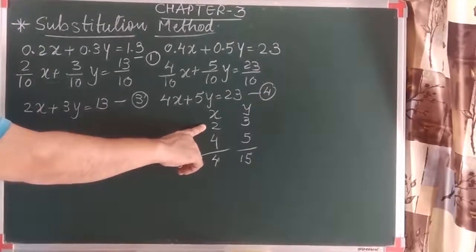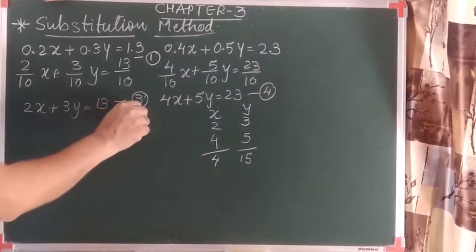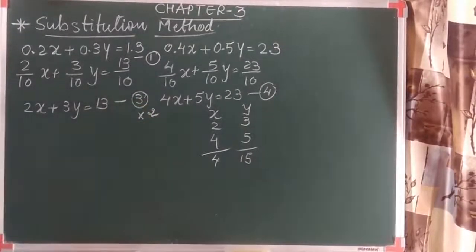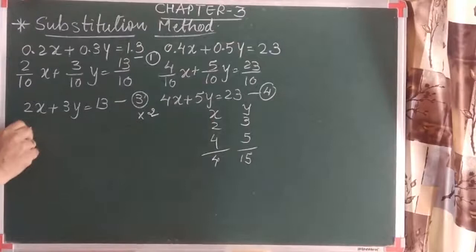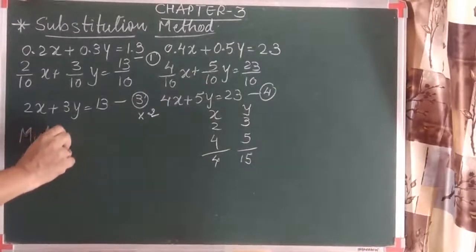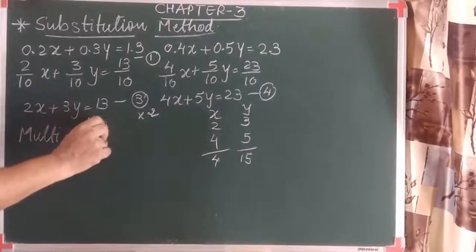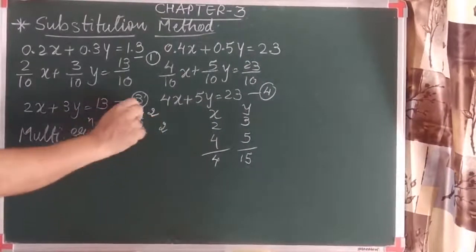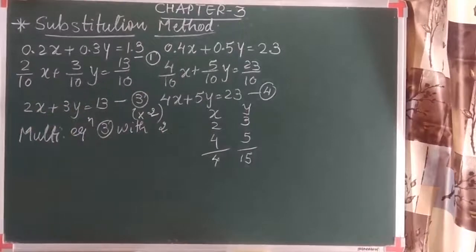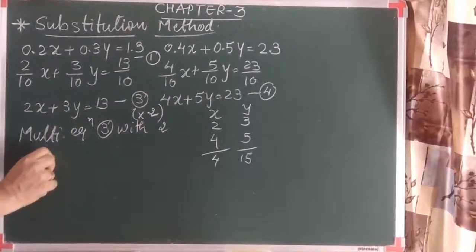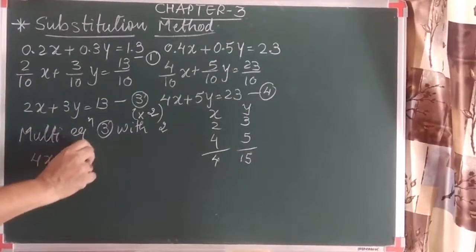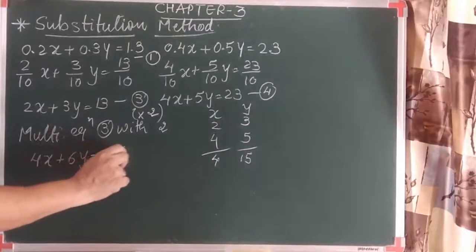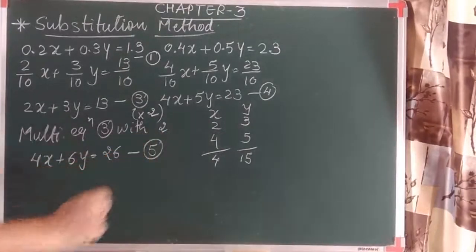To make the coefficient 4 in this equation, we know that this equation should be multiplied by 2. So let's note it down: multiply equation 3 by 2. When we multiply by 2, that means we have to multiply all the terms by 2. So 2 twos are 4x, 3 twos are 6y, is equal to 13 twos are 26. This is the new equation which we obtain.